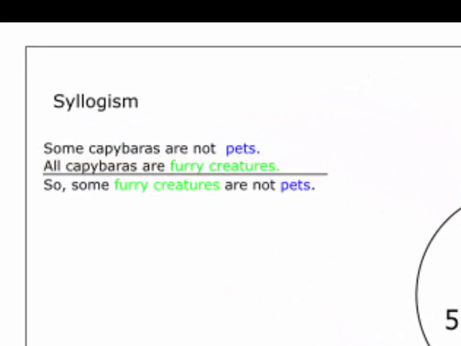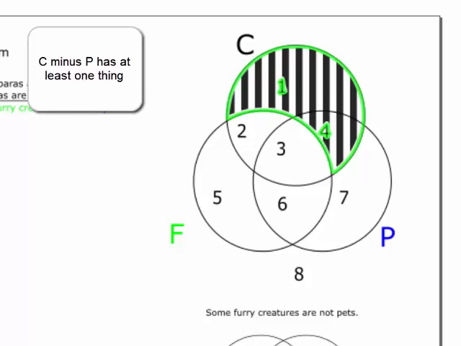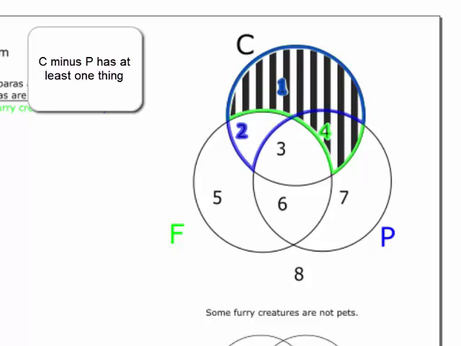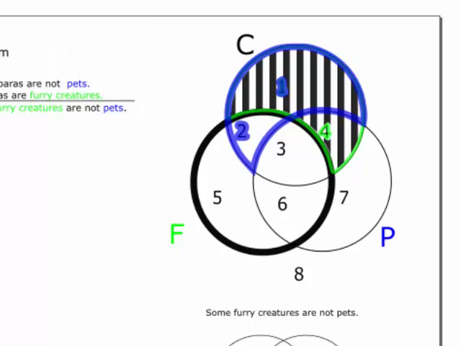Now turn to the first premise. Some capybaras are not pets. Let's find the zone, capybaras minus pets. It's regions 1 and 2. I'm outlining it in blue. Without the other premise, we would put an X on the line dividing the zone into two parts, in order to indicate that this zone has at least one occupant. It's not empty. However, in this case, region 1 has been shaded because of the other premise, indicating that it is empty. That means region 2 is the one that's occupied. So we put the X squarely in region 2 this time.